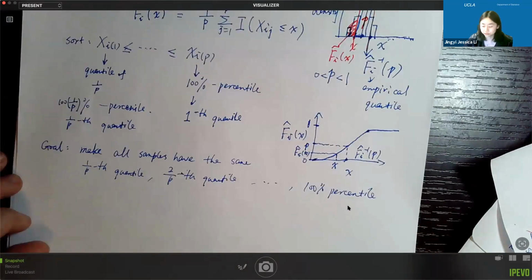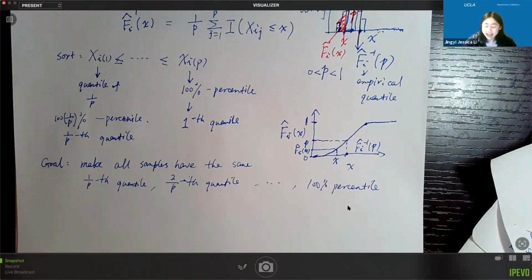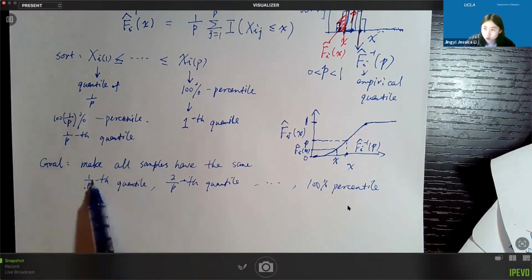Then what should I do? The idea is very simple. I would take the first 1 over p quantile for all the n samples. That means I have n such quantiles.